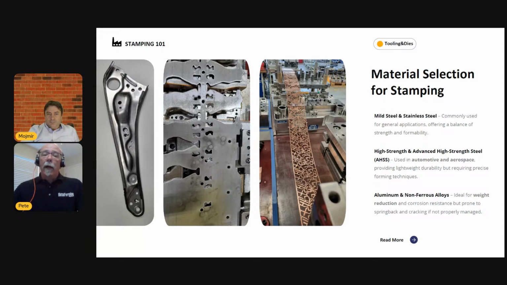They're lightweight, very high strength. Some of these materials have strength levels approaching the strength of your punches and dies that you're using to cut these materials. So the approach to processing advanced high-strength steels is a very different approach.